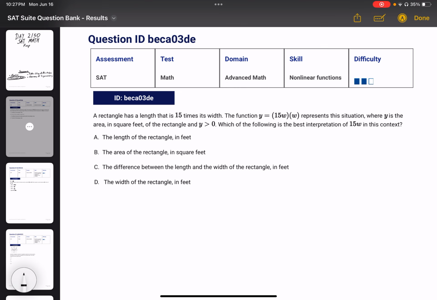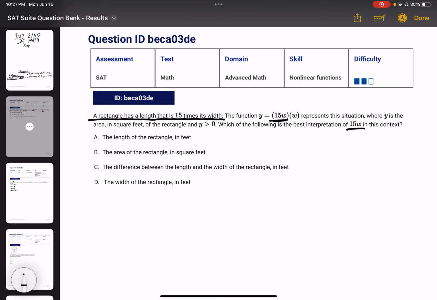Okay, a rectangle has a length that is 15 times its width. The function y equals 15w times w represents this situation, where y is the area in square feet of the rectangle and y is greater than 0. Which of the following is the best interpretation of 15w in this context? So we see 15w in our equation here, and if we look at the first part of this question, it verbatim tells us what is going on. A rectangle has a length that is 15 times its width.